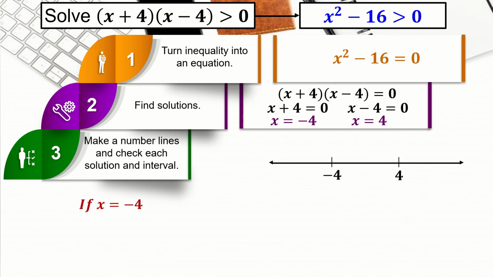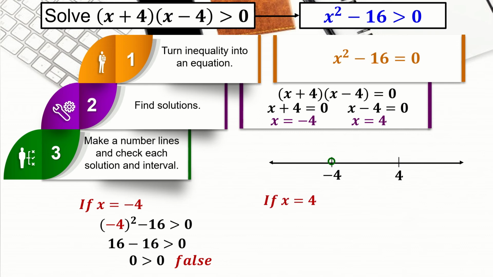So let's try if x is equal to negative 4. Substitute. We have negative 4 squared minus 16 greater than 0. 16 minus 16 greater than 0. 0 is greater than 0. So that means that is false. So meaning negative 4 is not part of the solution. Next, if x is equal to 4, substitute 4 in the equation. 4 squared minus 16 greater than 0. 16 minus 16 is greater than 0. So we have 0 is greater than 0.